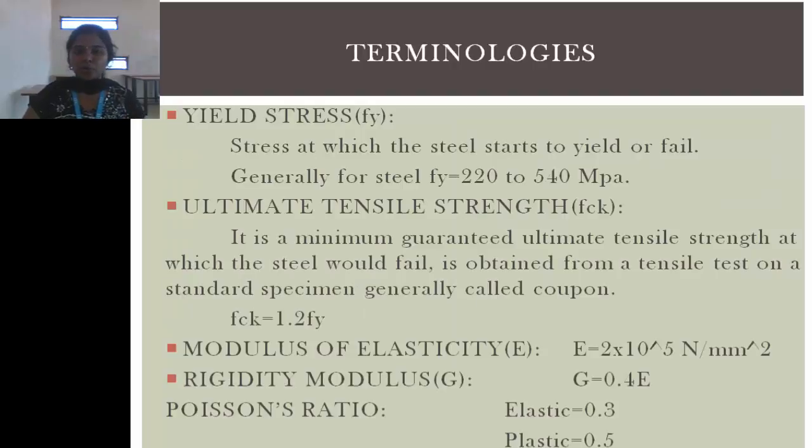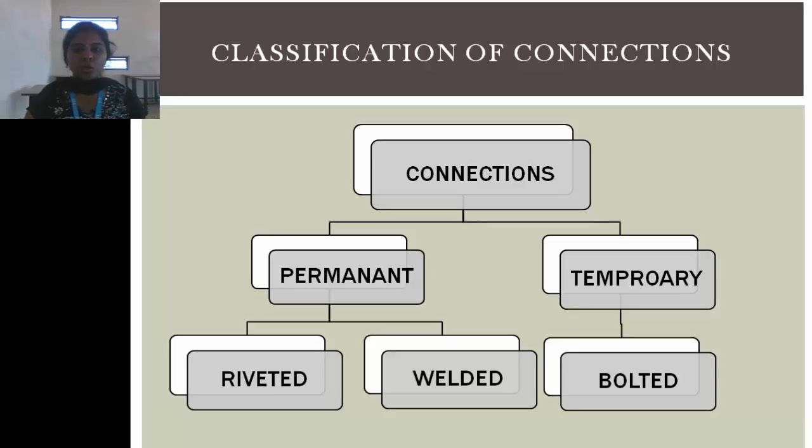We have come across the words yield stress, ultimate tensile strength, and elasticity modulus in concrete. We should also be familiar with these terminologies in steel. Yield stress is the stress at which the steel fails. It is usually denoted by Fy. Fy is 220 to 540 in the case of steel. Ultimate tensile strength is the maximum strength that steel requires to hold the load.